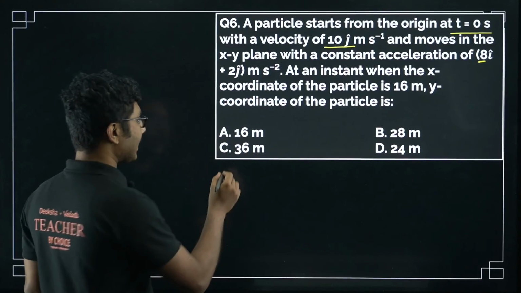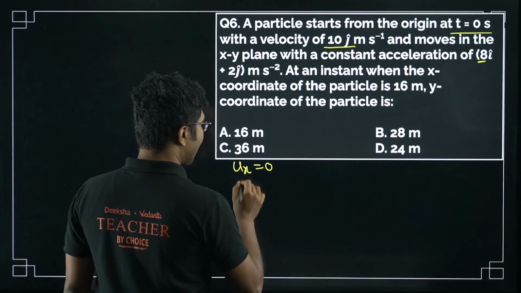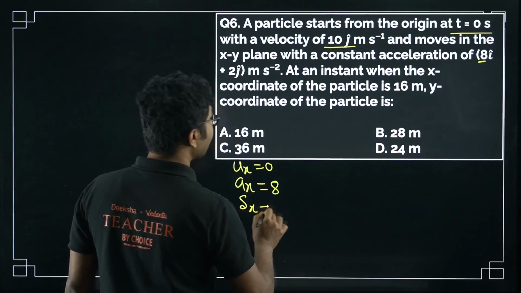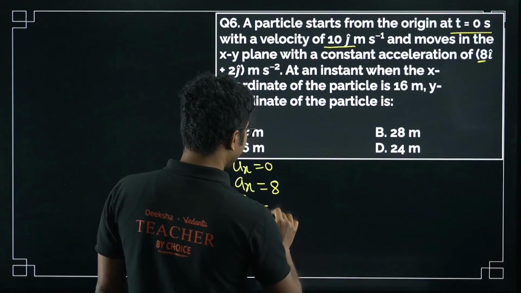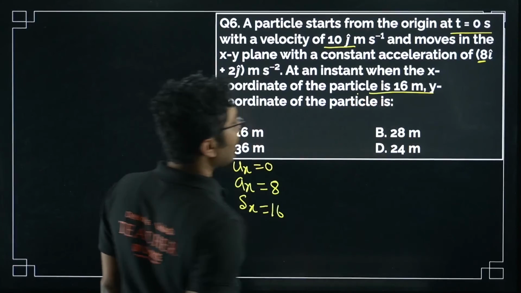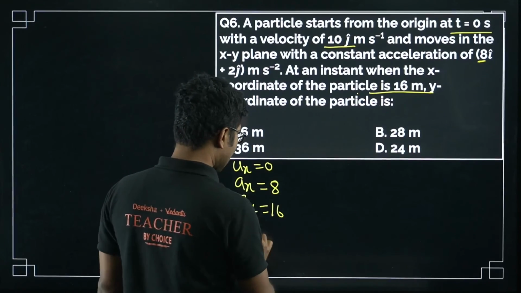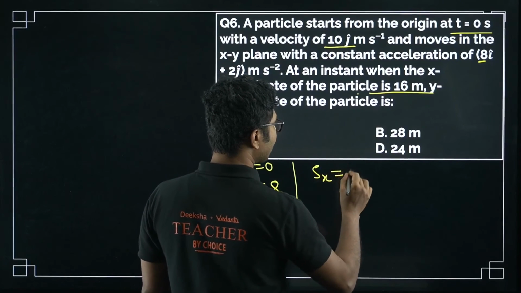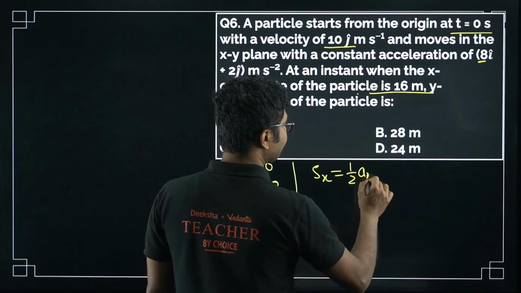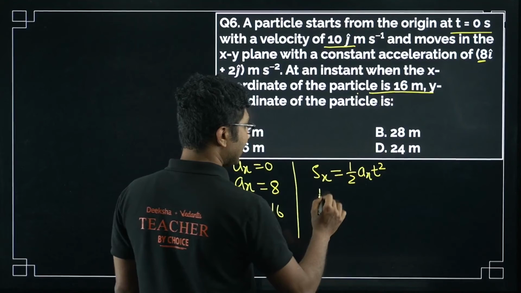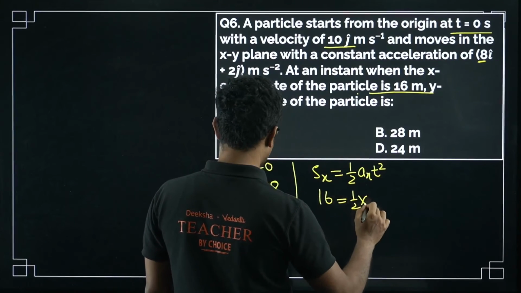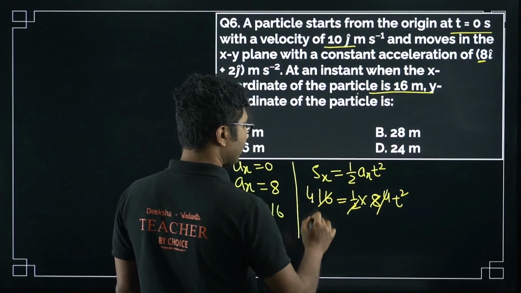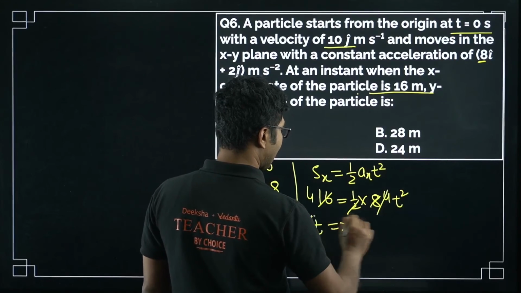So along the x direction, ux is 0, ax is 8, and the displacement is given by 16 meter. After some time its x coordinate is 16 meter, so we have to find the time for that. What formula will we use? We'll use s equals half at square. So x is 16, equals half into acceleration 8, so it will be 4 into t square, so 4 cancels 4, t equals 2 seconds. So we have calculated the time.